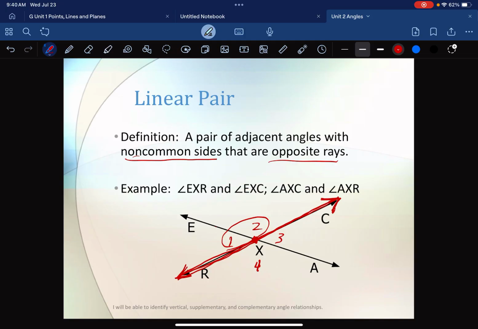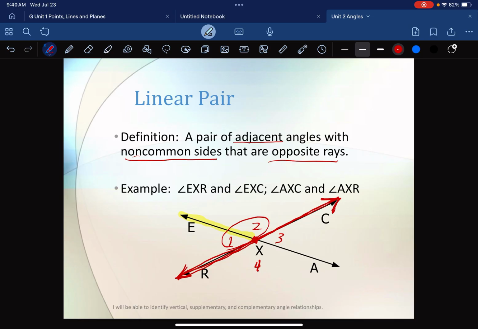So it's ray XE that they have in common. Remember, adjacent angles have to have a side in common. Well, XE is their common side. Excuse me, ray XE, not EX, but you get the idea there, right? So ray XE is the common one. XR and XC are the non-common because they don't share that side, and those two form a straight line.